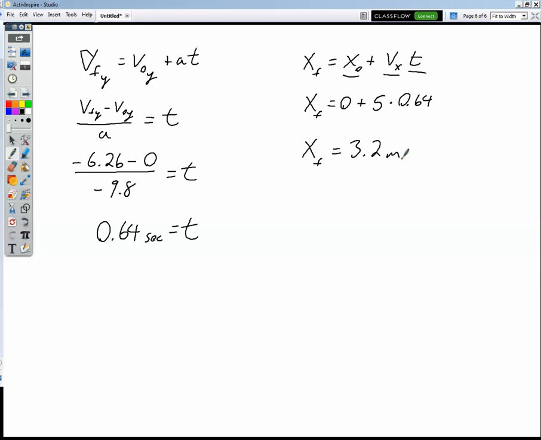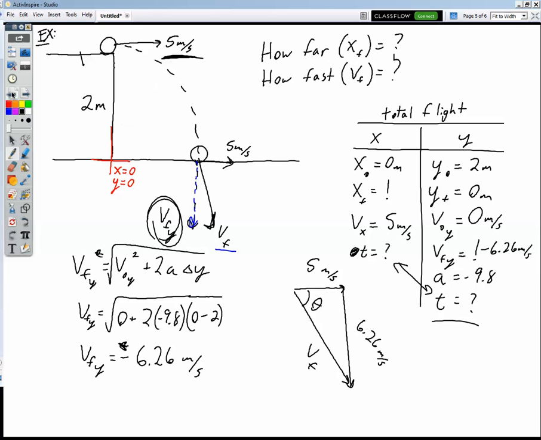Okay? So again, draw a picture, make a variable table, figure out which kinematic equation is going to help you find what you're trying to find. Most of the time you're going to be working with the y variables first, because you're usually going to have two unknowns in the x.